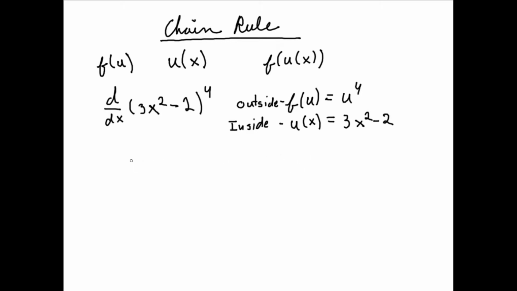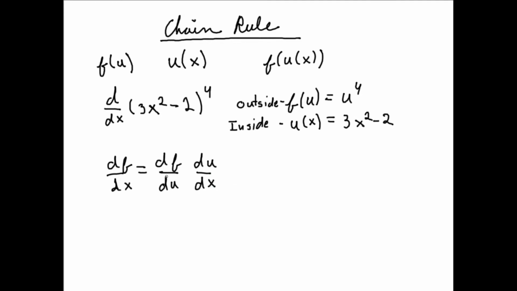Now, in order to take the derivative using the chain rule, we use the following formula. So let's say we want to take the derivative of f with respect to x. So we want to find df/dx, and that's going to be equal to the derivative of f with respect to u times the derivative of u with respect to x.